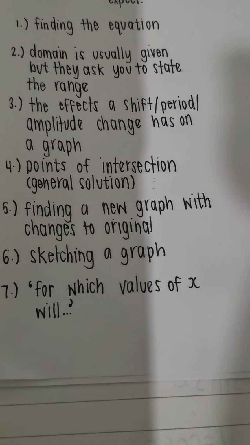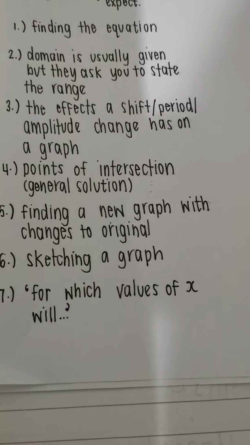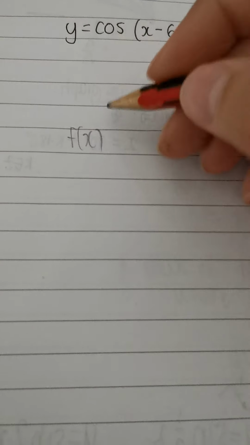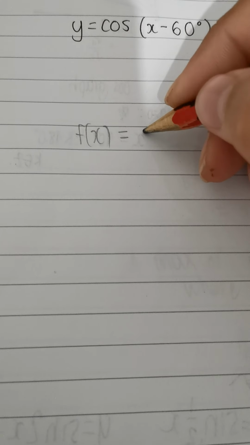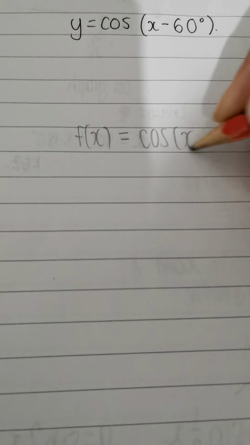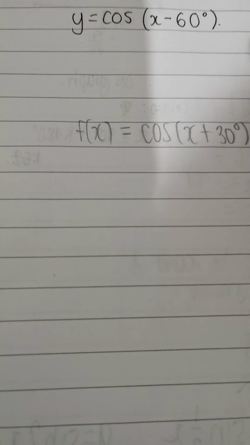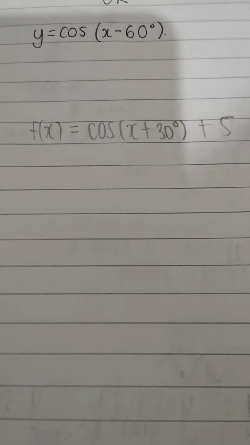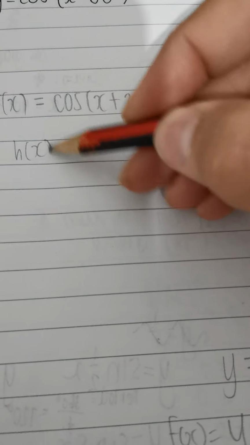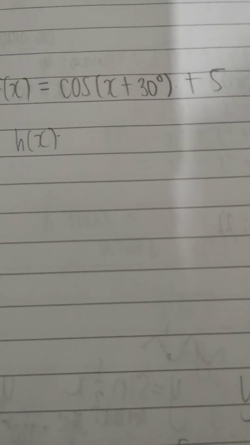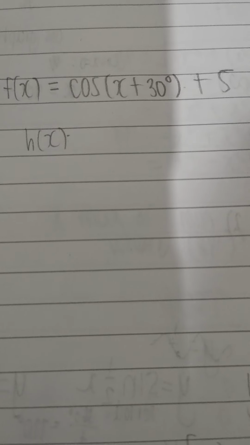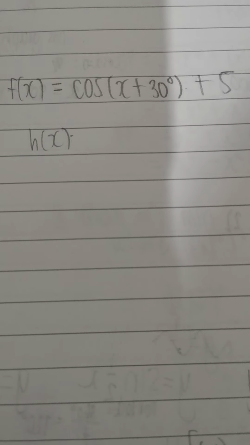All right. Then they ask you to find the new graph with the changes to the original. So how do they ask this? They'll tell you what f of x is, right? Or you had to figure it out, or whatever the case is. So let's say I give you f of x is equal to cos x plus 30 degrees plus 5, right? Random values. I'll tell you h of x is obtained by shifting our graph 60 units to the right and 2 units down. Determine the graph of h of x.